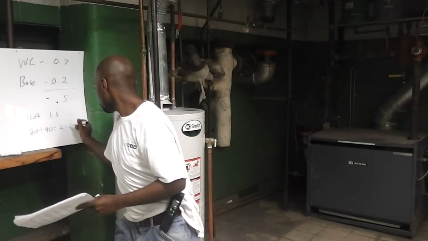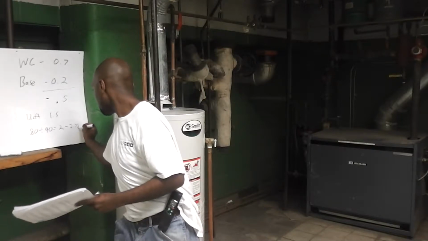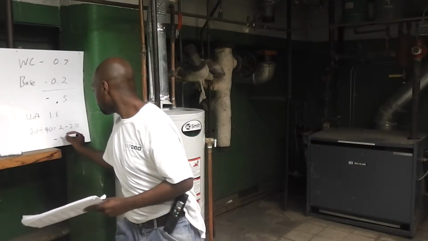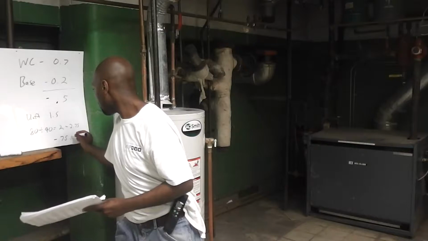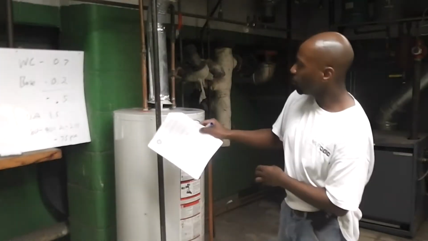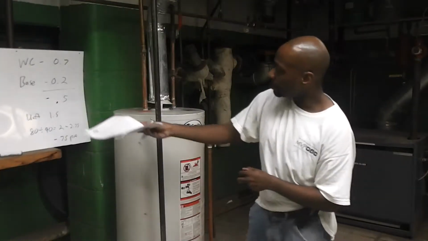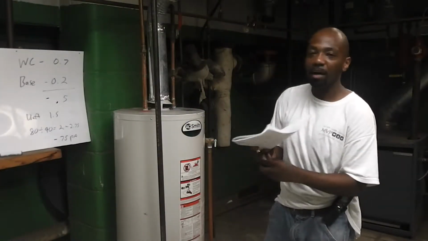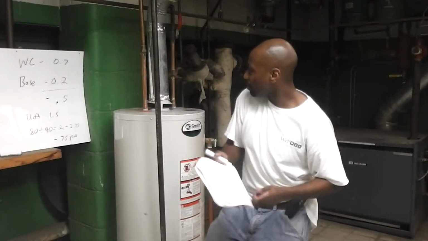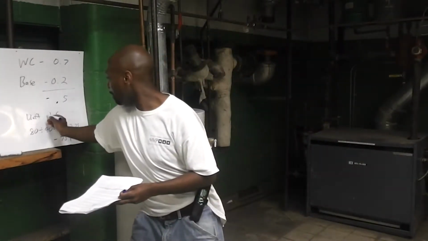Then 2 minus 2.75. Oops, sorry. 2 minus 2.75. That'll leave me with negative 0.75 pascals. So negative 0.75, and my draft was actually 1.5. So my draft, oh, I'm sorry, I forgot to mention this is a negative number. I apologize.